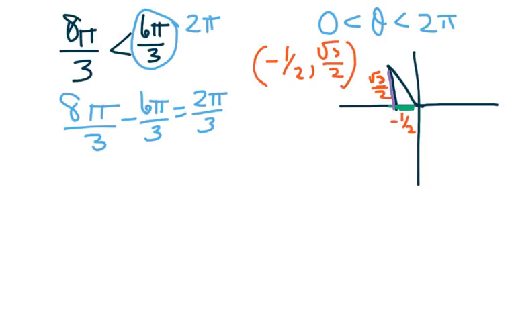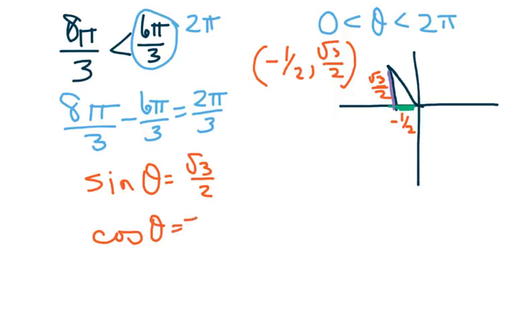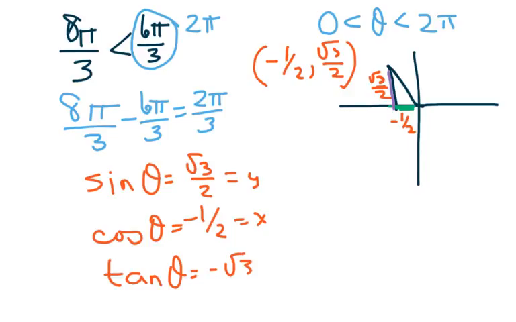So I'm just going to fill in my ratios here. Sine of theta is my y. Cosine of theta is my x. Tan is y over x, so this is y and this is x. I'm just going to divide that and get negative root 3 because, let me do it over here, root 3 over 2 divided by negative 1 over 2. The 2's cancel. And then you just flip everything.